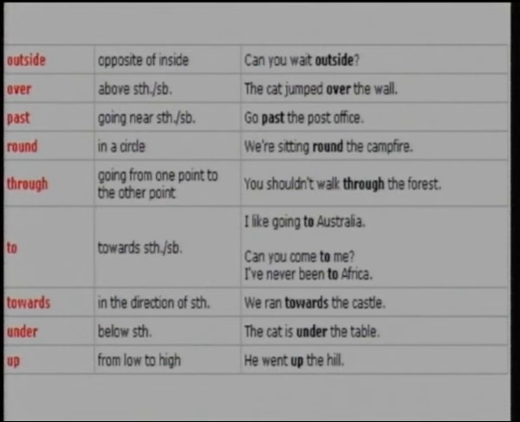Past: go past the post office. That is, go near the post office. Round, of course, circle. We are sitting round the campfire. Okay? Through: you shouldn't walk through the forest. Okay? To refers to the verbs of motion. Where you have motion, you use to.